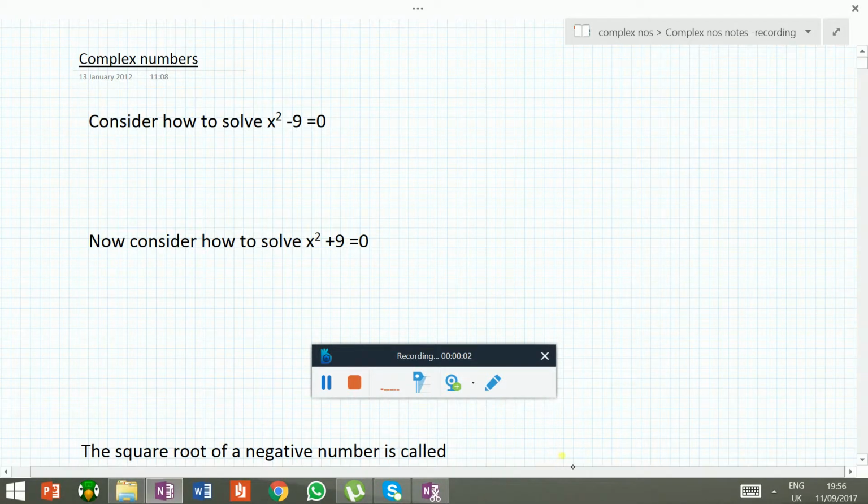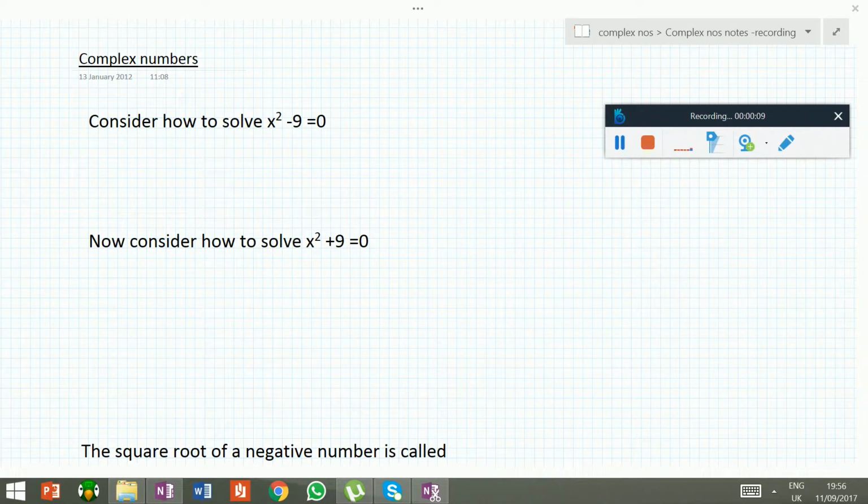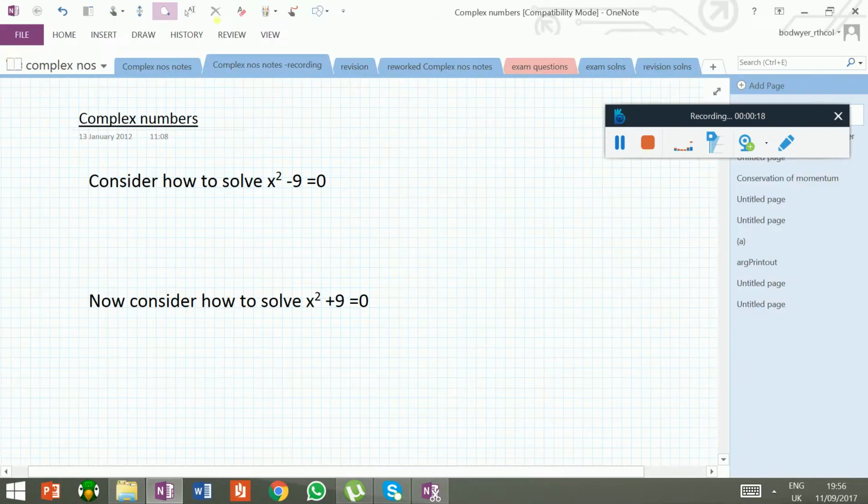Okay, this section is complex numbers, and we're going to just start with a bit of background. Let's say we want to consider how to solve x squared minus 9 is equal to 0. Now what we're normally doing is moving the 9 to the other side, so you get x squared is equal to 9, change sign, x is equal to plus or minus the square root of 9, which is plus or minus 3.